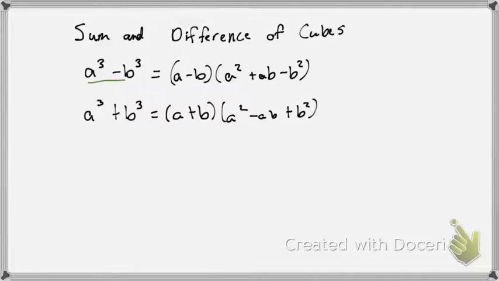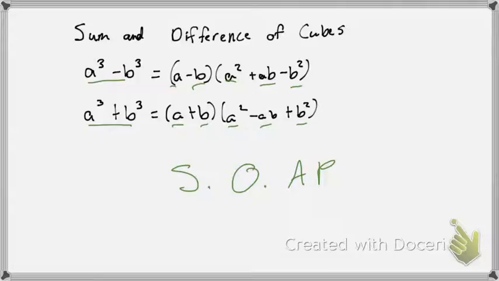If we recognize we've got an a cubed plus b cubed, then we fill in the formula a plus b times a squared minus ab plus b squared. So one thing that can help you remember the formula is an acronym, SOAP. That's going to tell us, because the signs are changing, if you look, the letters are in the same spot in both of these formulas. The only thing that changes is the signs.